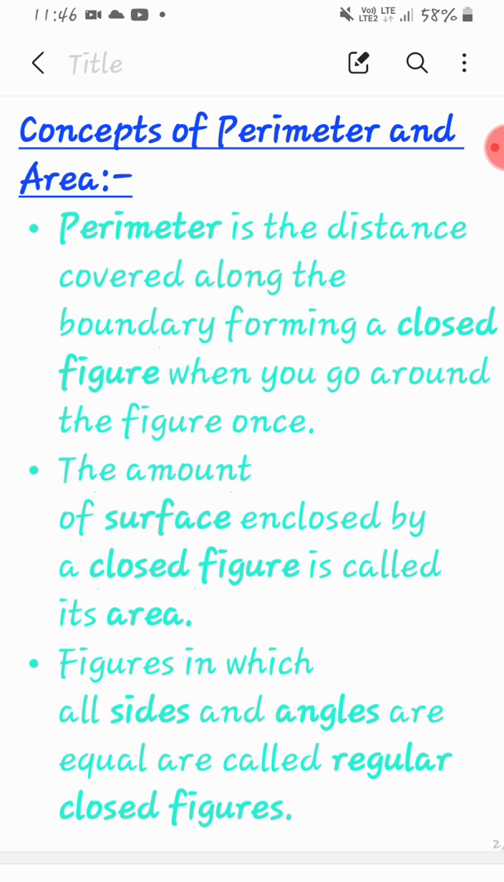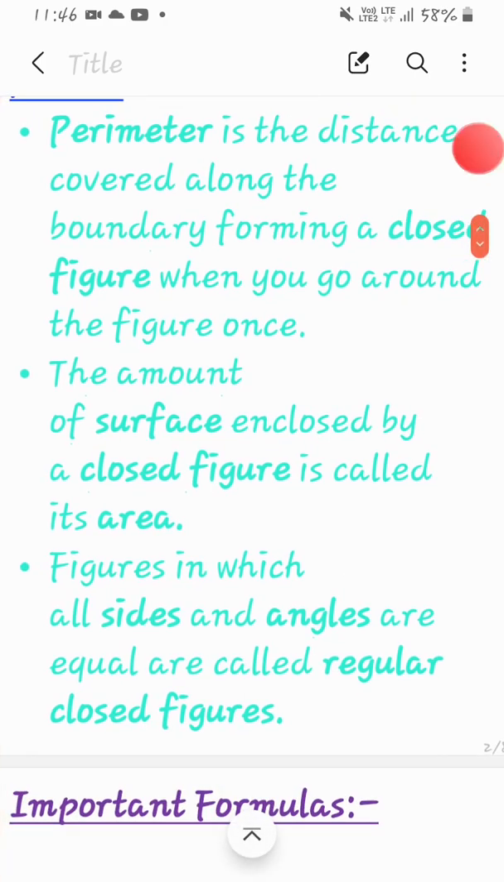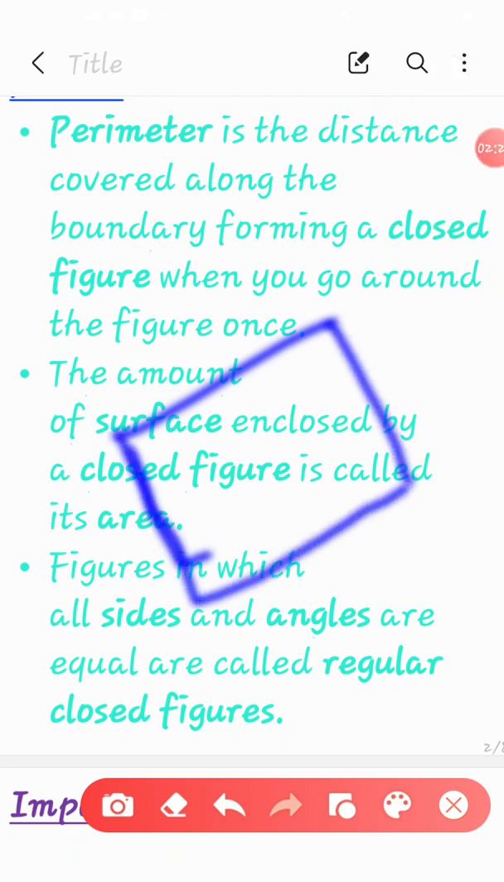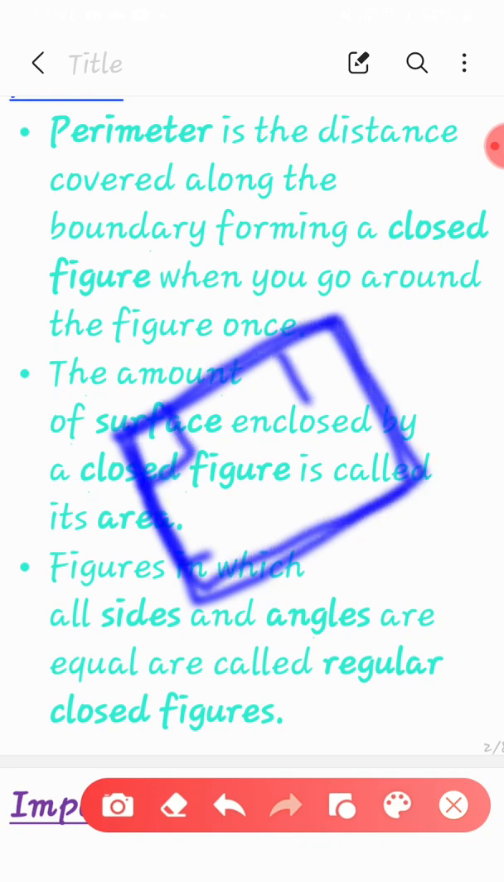Then figures in which all sides and angles are equal are called regular closed figures. So regular closed figure means what? Where all sides, suppose this square we can take, where all the sides are equal and the angles formed are also 90 degrees. So all these are also equal. So those are called regular closed figures.